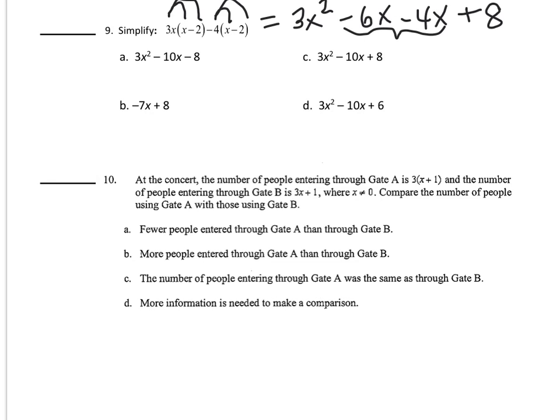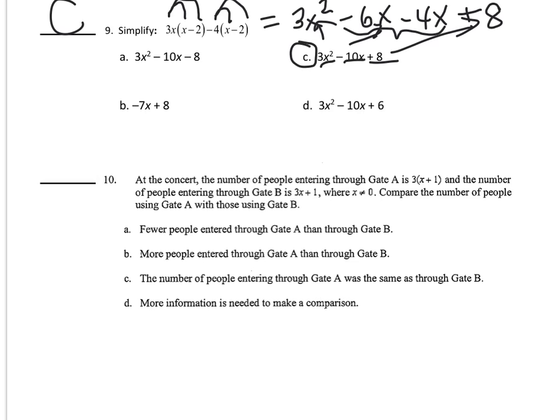I can combine negative 6x and negative 4x together. Negative 6x minus 4x is negative 10x. So the answer is C, 3x squared minus 10x plus 8.